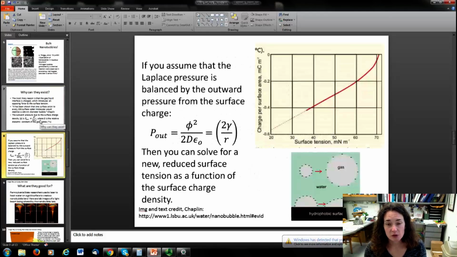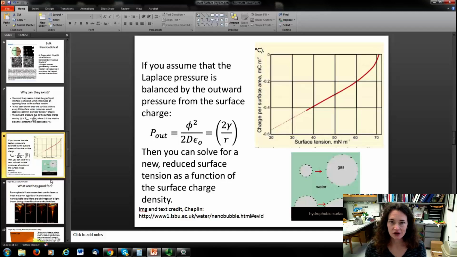Now, if you assume that the Laplace pressure is balanced by that outward pressure from the surface charge, then you can set those two equations equal to one another. And then you can solve for a new reduced surface tension as a function of the surface charge density. So see here, it starts at the surface tension of water, 72 millinewtons per meter, and then it drops down from there as your surface charge goes more negative, okay? And it has been shown that these are negatively charged bubbles on the surface.